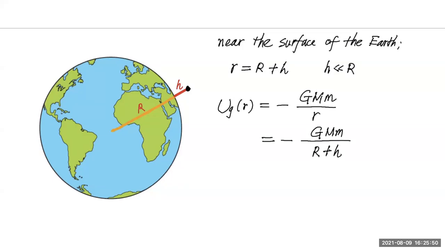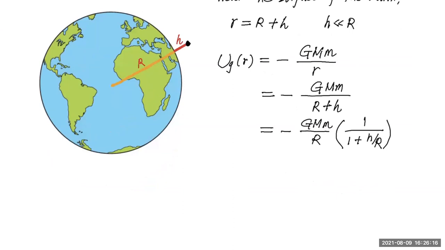What I'm going to do is factor out the big R first. So it is negative GMm over big R, I'm going to take that out. And what's left is 1 divided by 1 plus h over R, right? Now, this still doesn't look like mgh, but don't worry, it's coming up.